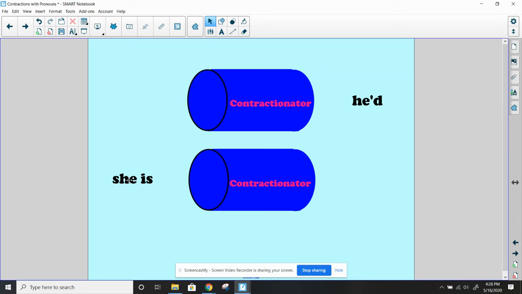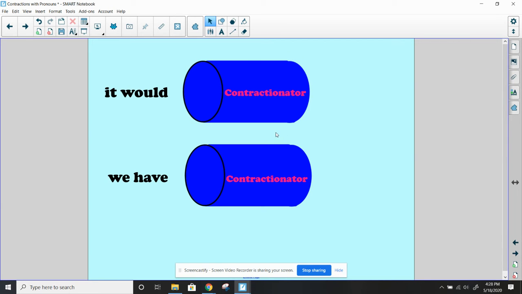She's. We take the pronoun she with the helping verb is, put it into the contractionator, and we get she's. She's a good student. Next, it would. Well, if I took out the WOUL in the last one, I get it'd. Now that's a strange sounding one. It'd be nice if it would stop raining today, meaning it would be nice if it stopped raining today.